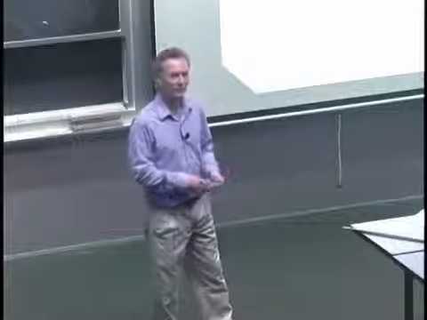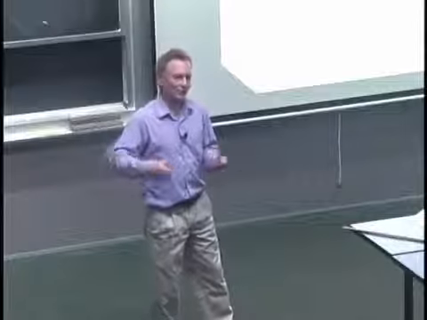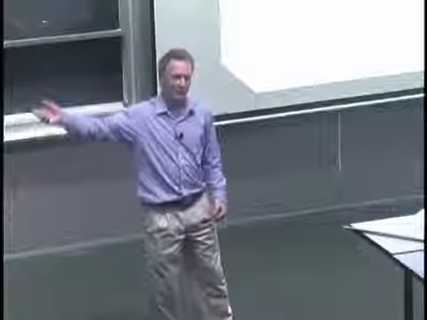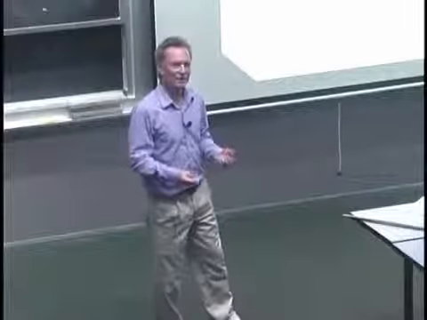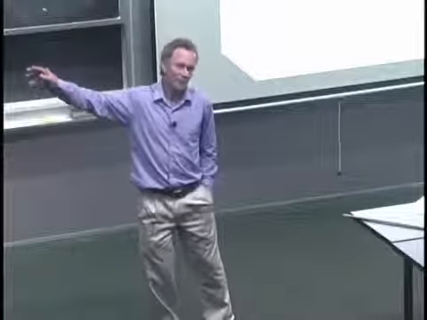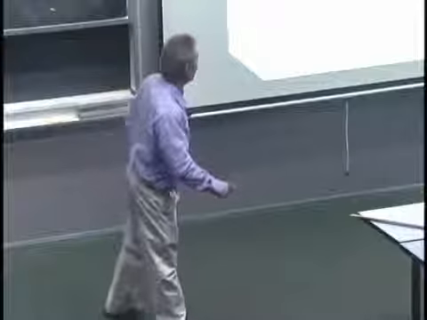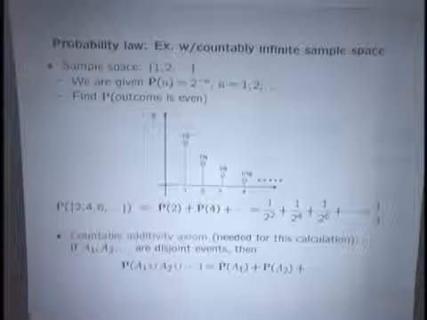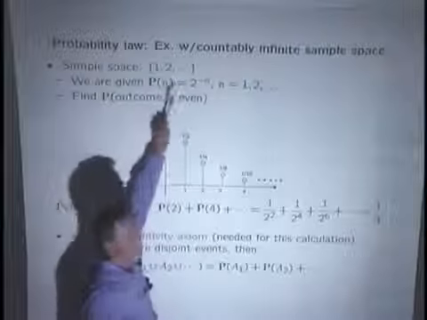It might happen in the first flip, it might happen in the 10th flip. Heads for the first time might occur in the millionth flip. So the outcome of this experiment is going to be an integer, and there's no bound to that integer. You might have to wait very much until that happens. So the natural sample space is the set of all possible integers.